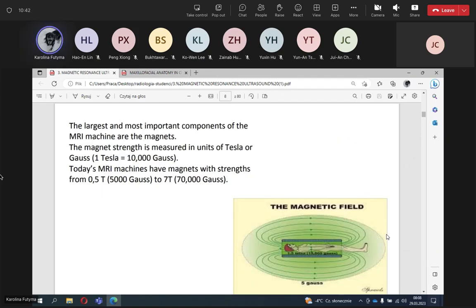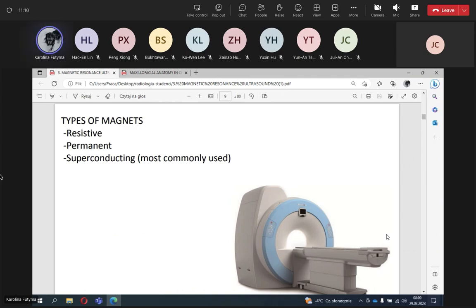The largest and most important components of the MRI machine are the magnets. The magnet strength is measured in units of Tesla or sometimes in units of Gauss. Today's MRI machines have magnets with strength from half Tesla up to 7 Tesla. What types of magnets do we have? We have resistive, then permanent, and superconducting. So they are most commonly used nowadays.